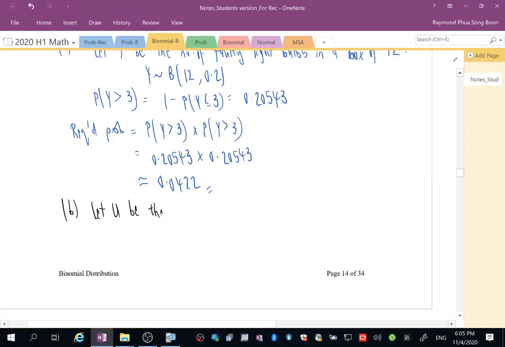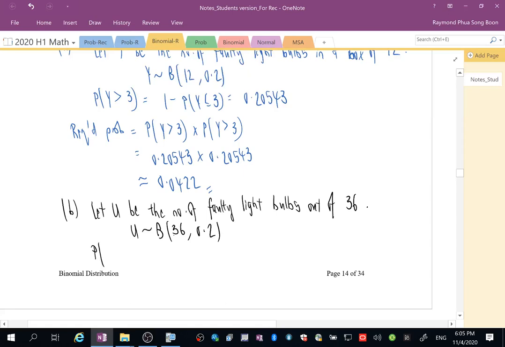Let u be the number of 40 light bulbs out of 36 light bulbs. So u follows a binomial distribution with n 36, and p is still 0.2. So we're going to find the probability that the buyer will accept the consignment.